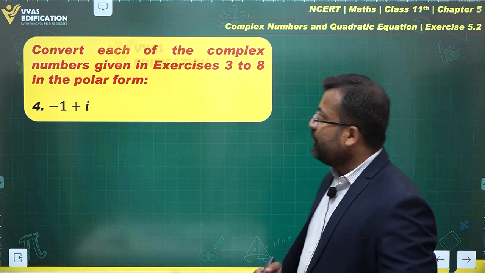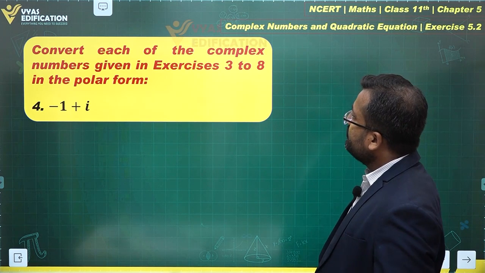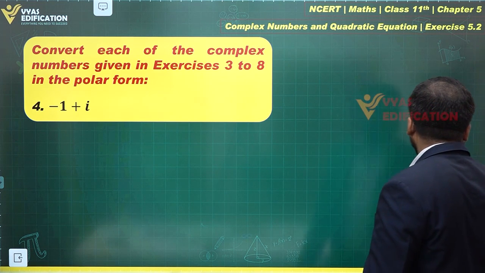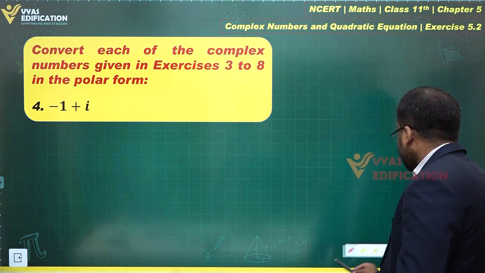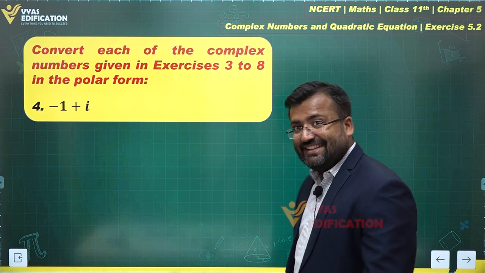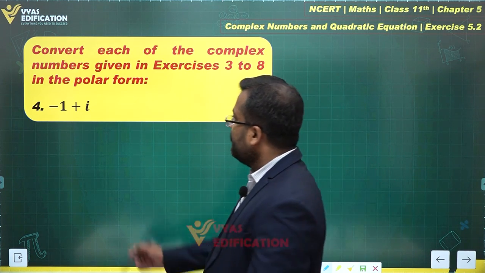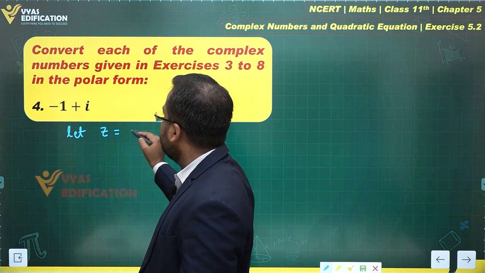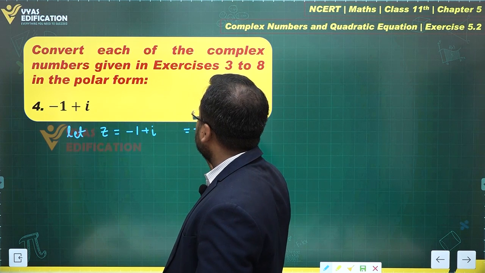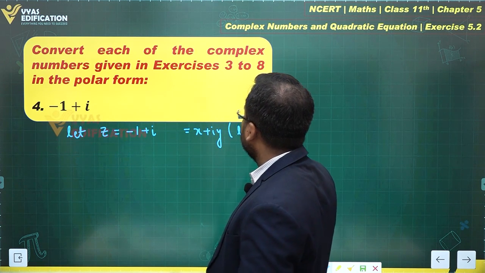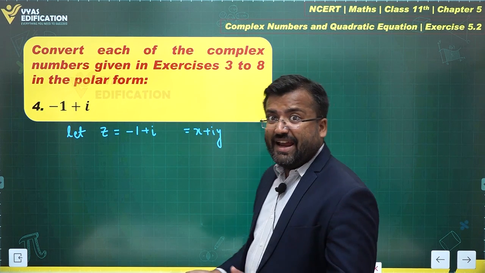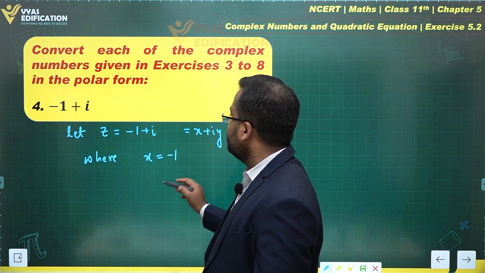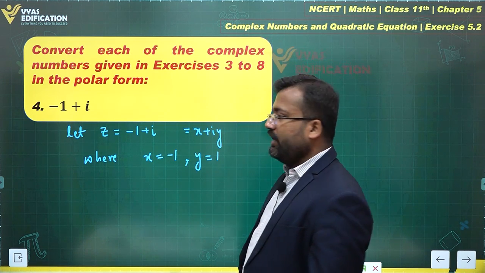Let us take a look at the next one. Convert each of the complex numbers in the polar form. Okay, let's try to convert this in the polar form. So polar form requires us to find the values of r and theta. R can be found easily with the help of, let us say, let z equals minus 1 plus i equal to x plus iy, where x equals minus 1, y equals 1.